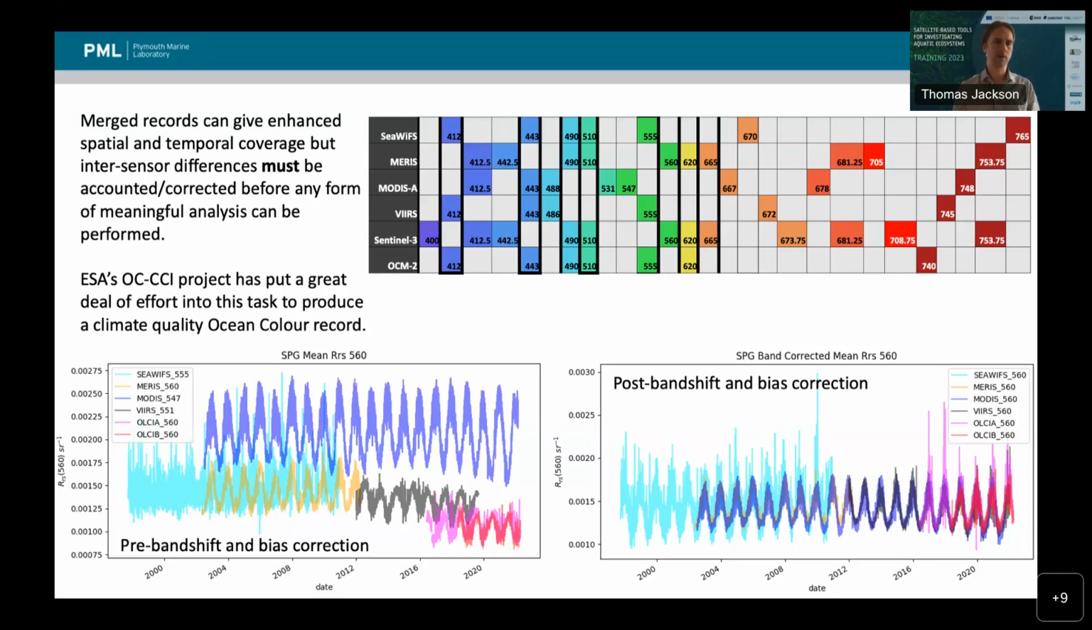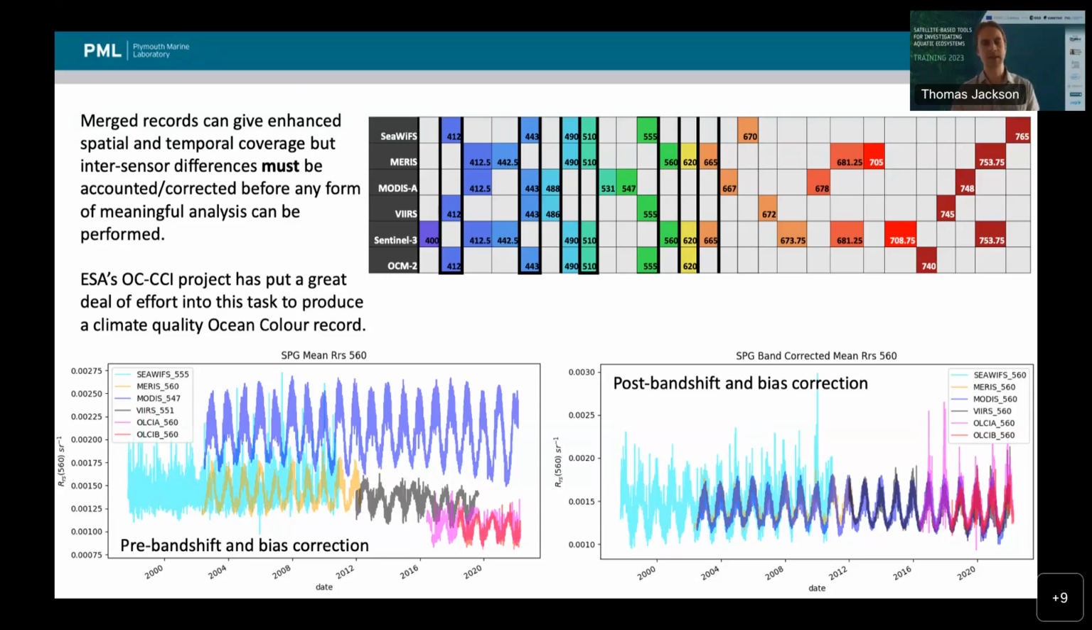So what we do is we use the overlap periods between sensors to basically create a daily climatology of the offsets between them, and then we apply that back as a correction. And that gives us the result on the bottom right. And you can see there pretty much all of the sensors are agreeing in terms of the magnitude of the reflectance, the seasonal cycle of the reflectance.